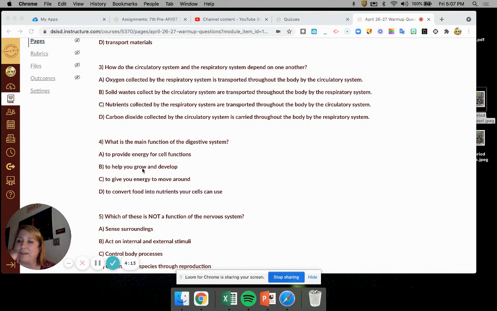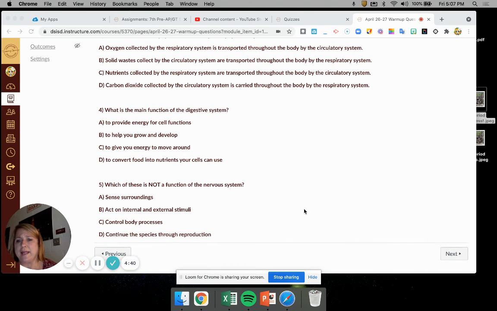All of those things have to happen as a result of your digestive system that converts food into nutrients your cells can use, because all of these things are done by ATP energy, which is the result of cellular respiration. So your digestive system provides the nutrients that your cells need to carry out cellular respiration and produce ATP energy. So the answer is D.